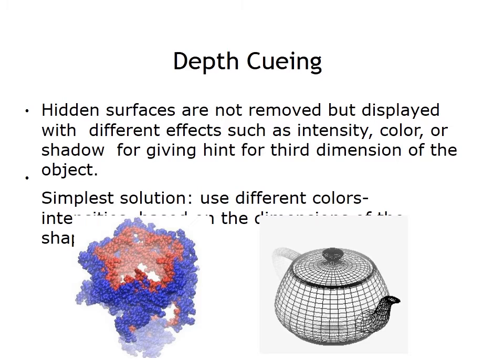Hidden surfaces are not removed but displayed with different effects, because intensity affects the number of pixels inside the image. If intensity differs, the pixel value will differ. Color also has a number of pixels at each value, so the number of pixels will be affected by the color or shadow of the image. If it is grayscale level, then it is the low scale.